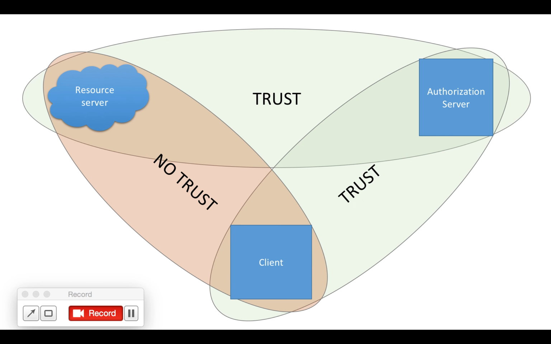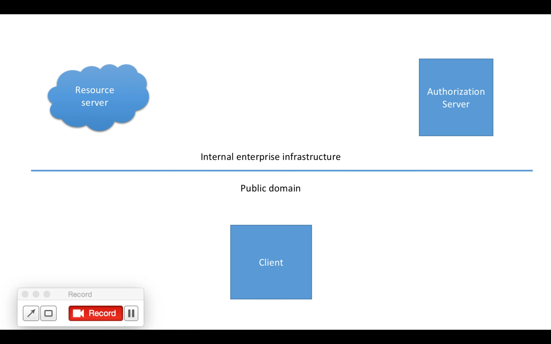Okay, so if we take a look in general, there is trust between authorization server and resource server. There is trust between authorization server and client, but there is no trust between resource server and client. Okay, and OAuth is actually about solving this problem: how to actually gain trust between resource server and client. So next we're gonna cover some flows, explaining how this OAuth works internally, right?